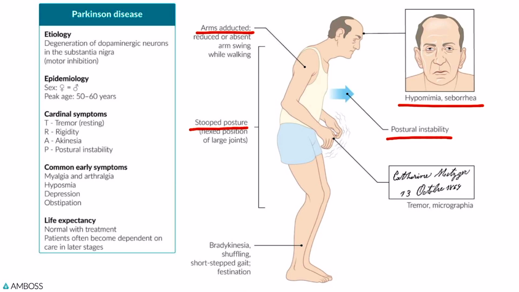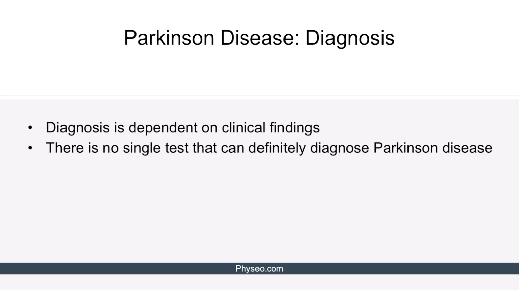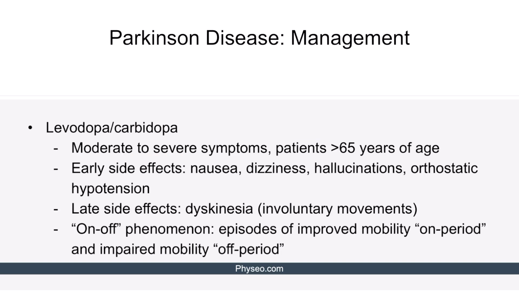Let's move on to the diagnosis. Actually, the diagnosis of Parkinson's disease is dependent on clinical findings. There's no single test that can make a definitive diagnosis of Parkinson's disease. Let's now discuss management. The classes of drugs used for patients with Parkinson's disease are high yield, so let's pay particular attention to this discussion.